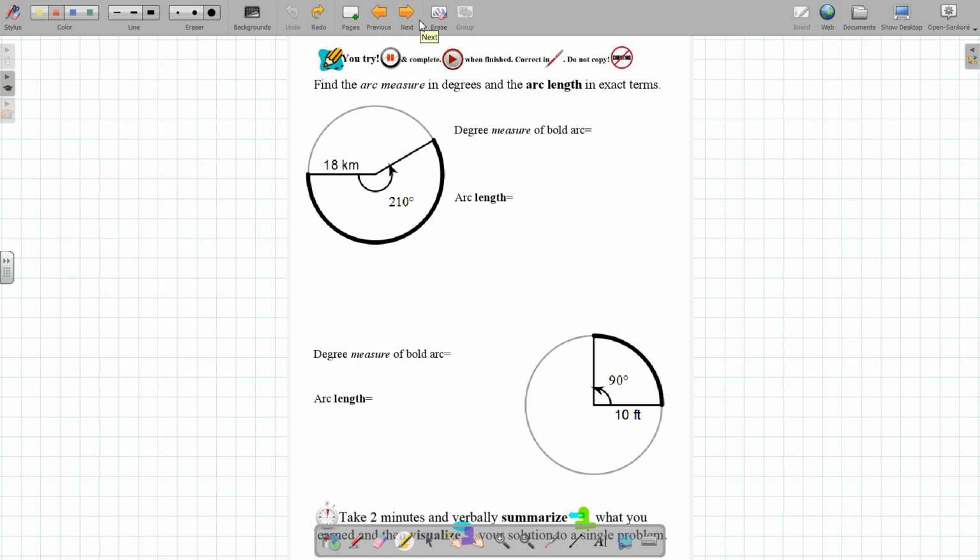This page you're going to do on your own, folks. Again, do this in exact terms, no decimals. I made the math a little bit easier than mine. Go ahead, do this on your own. Pause. Do not cheat. Pause. Do this on your own.